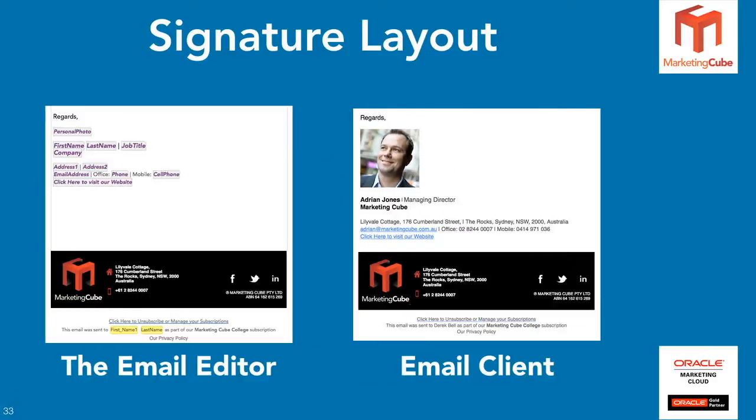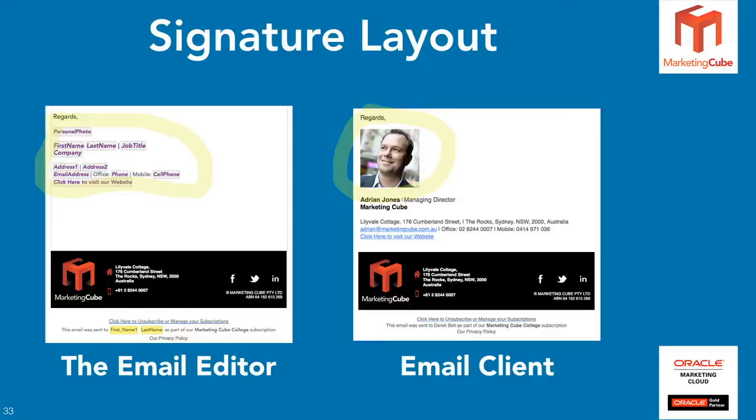But this is what it looks like in Eloqua itself. On the left-hand side is the email editor, and on the right-hand side is what the actual finished product looks like when it arrives in your inbox. On the left-hand side, you can see these are all field merges coming through from the Eloqua user profile: address details, email, office phone, mobile, click here to visit our website. The personal photo is a field merge, and you can see how the photo actually looks over here on the right-hand side.